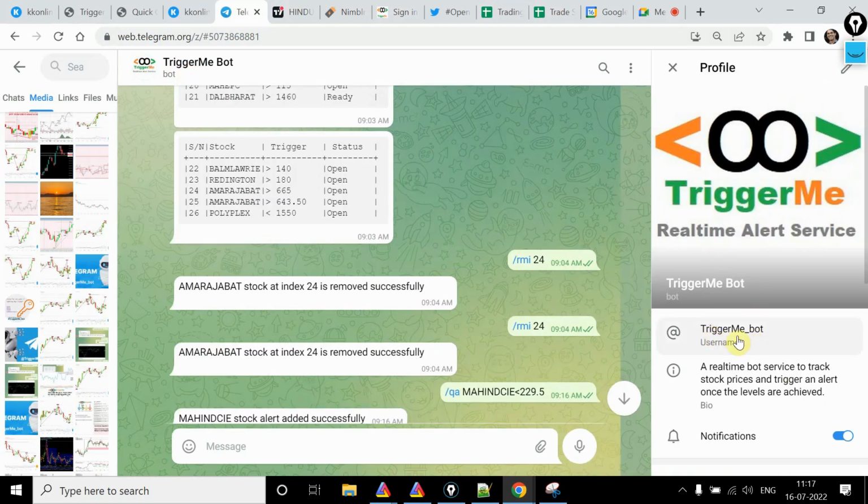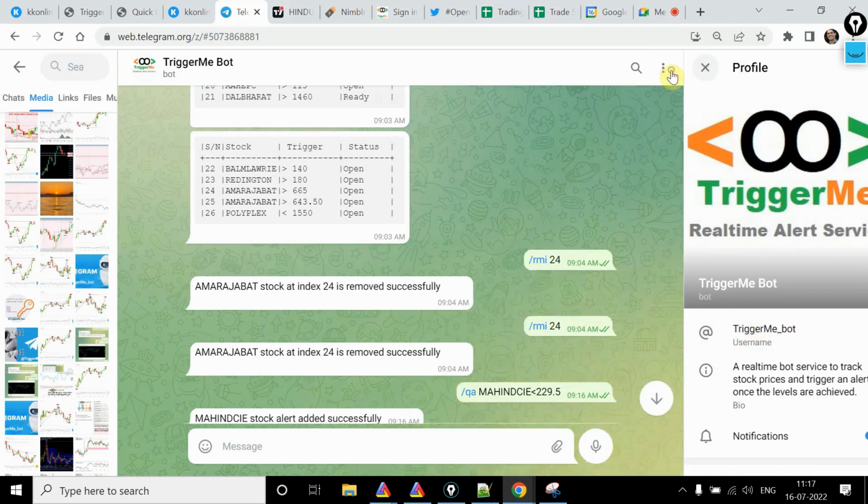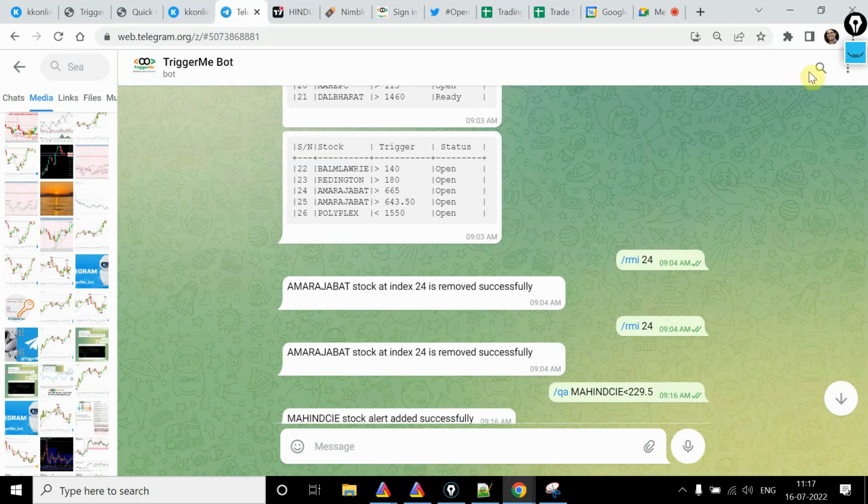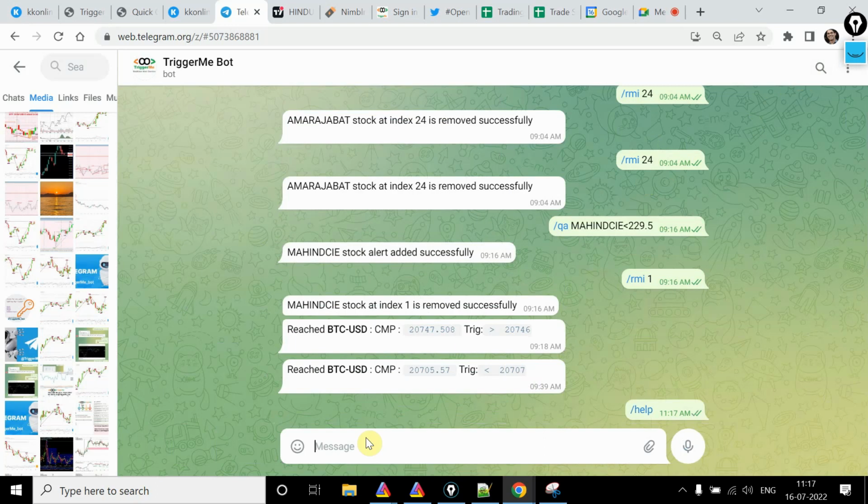You can just search trigger me underscore bot. This is the username, and join in. You would have to create an account, which is automatic by just typing slash account. It will guide you basically. As soon as you reach this, you would write slash help, so there will be a help menu.